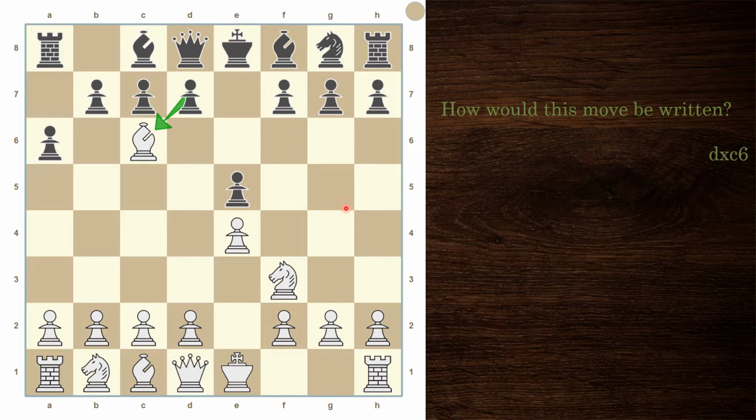Now the reason we put the file that it comes from is that in this case, if we just said x c6, we would know that a pawn captured on c6, but we wouldn't know if it was this b pawn or the d pawn. So we have to put where it came from. So d captures c6 is how you would write a pawn capture.